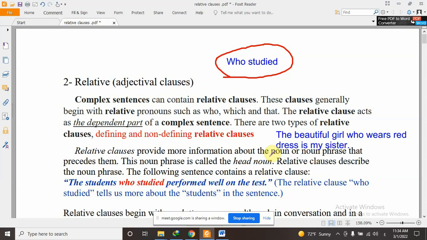Now, relative clauses provide more information about the noun or the noun phrase that precedes them. It is very important to pay attention that the relative pronoun, the dependent clause, immediately follows the noun phrase or the noun. There is no gap between the two, 90% there is no gap between the noun or the noun phrase and the dependent clause, or what is called the relative adjectival clause. It should be put immediately after the noun or the noun phrase. This noun phrase is called the head noun.